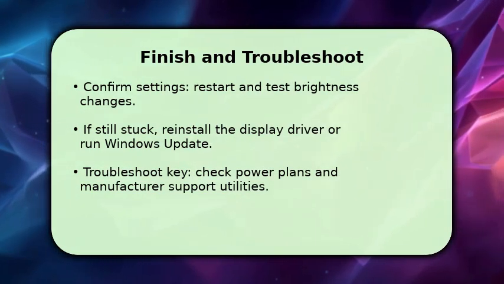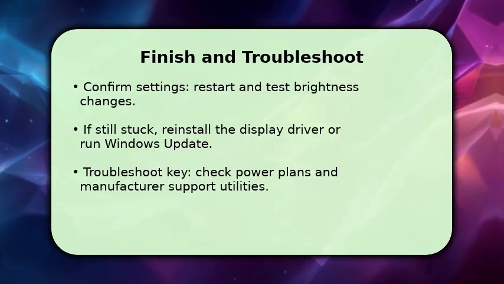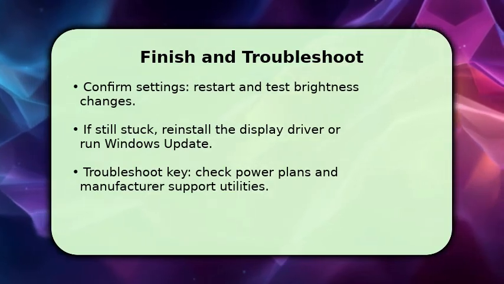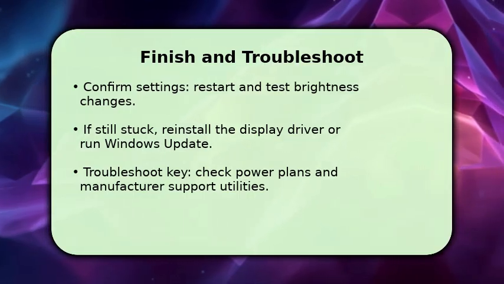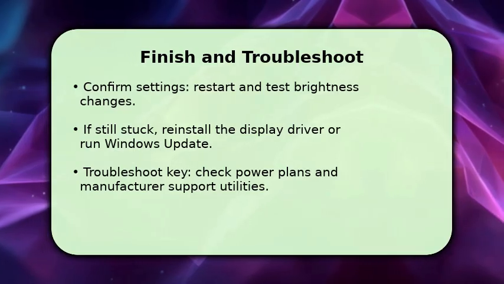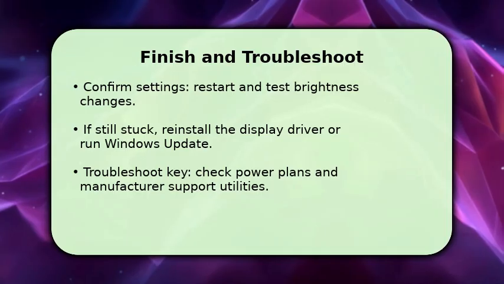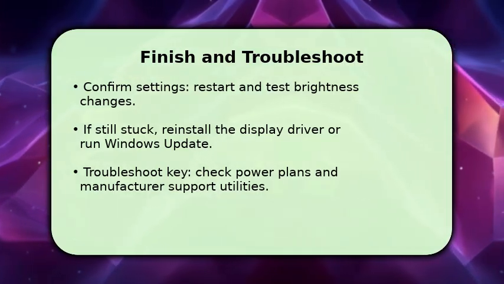If adjustments still fail, uninstall the display driver from Device Manager and reinstall it, or run Windows Update to fetch the correct driver. Make sure your power plan isn't locking brightness: open power options and verify plan settings. If problems persist, check your laptop maker's support utility for custom controls. This single troubleshooting path fixes most issues. Use the driver reinstall and power plan checks.